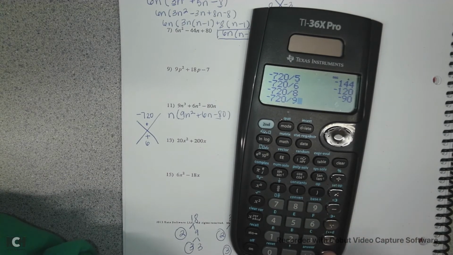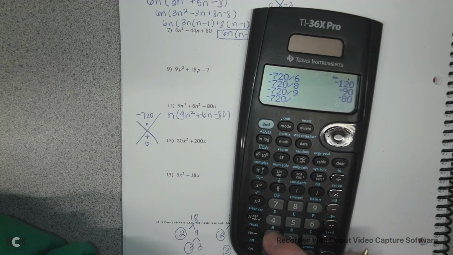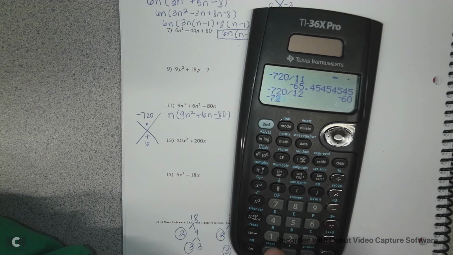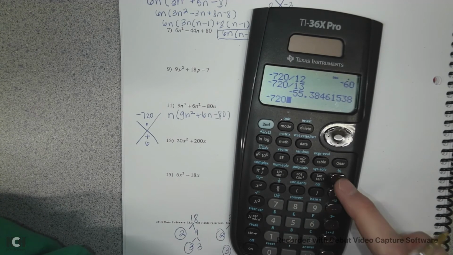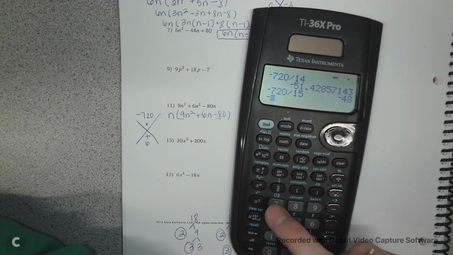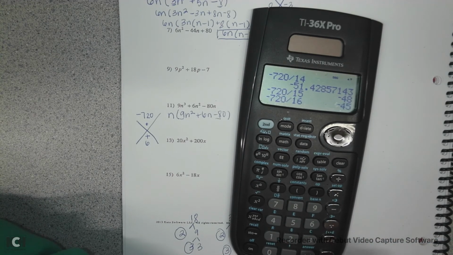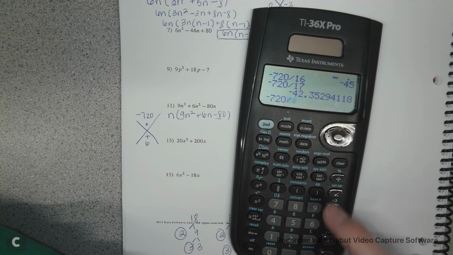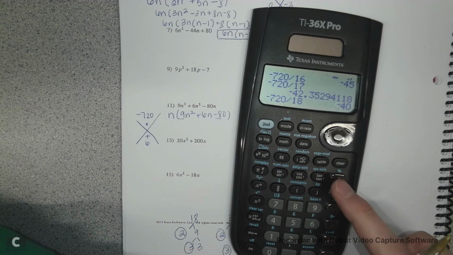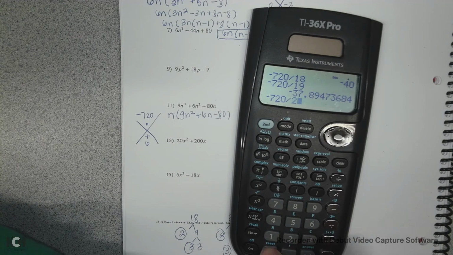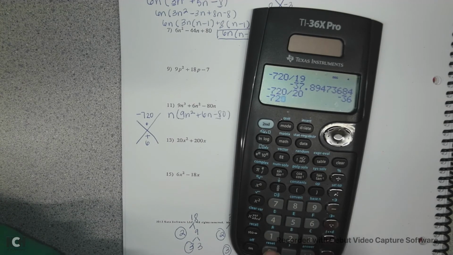Negative 720 divided by 9, 10, 11, 12, 13, 14, 15, 16, 17, 18, 19, 20. We're getting a lot closer.